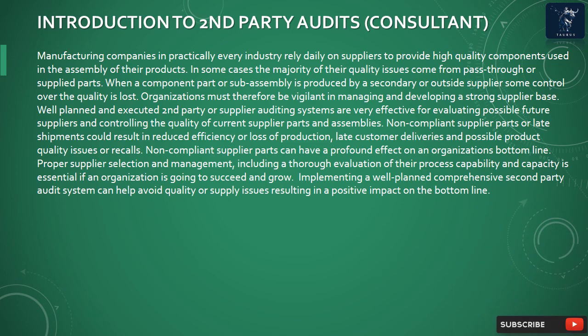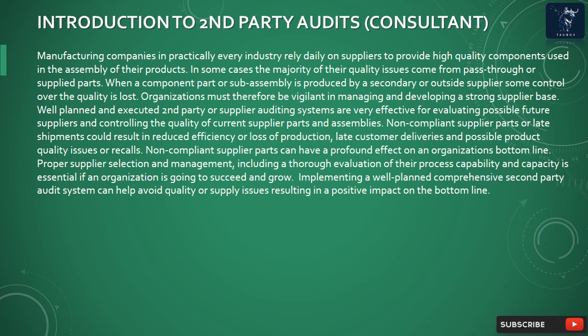Non-compliant supplier parts or late shipments could result in reduced efficiency or loss of production, late customer deliveries, and possible product quality issues or recalls. Non-compliant supplier parts can have a profound effect on an organization's bottom line. Proper supplier selection and management, including a thorough evaluation of their process capability and capacity, is essential if an organization is going to succeed and grow. Implementing a well-planned comprehensive second-party audit system can help avoid quality or supply issues, resulting in a positive impact on the bottom line.